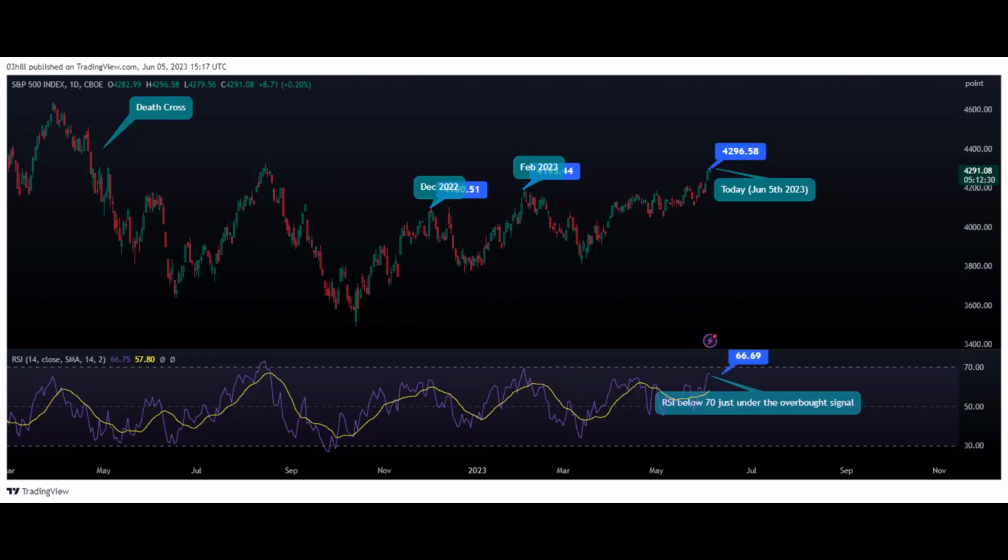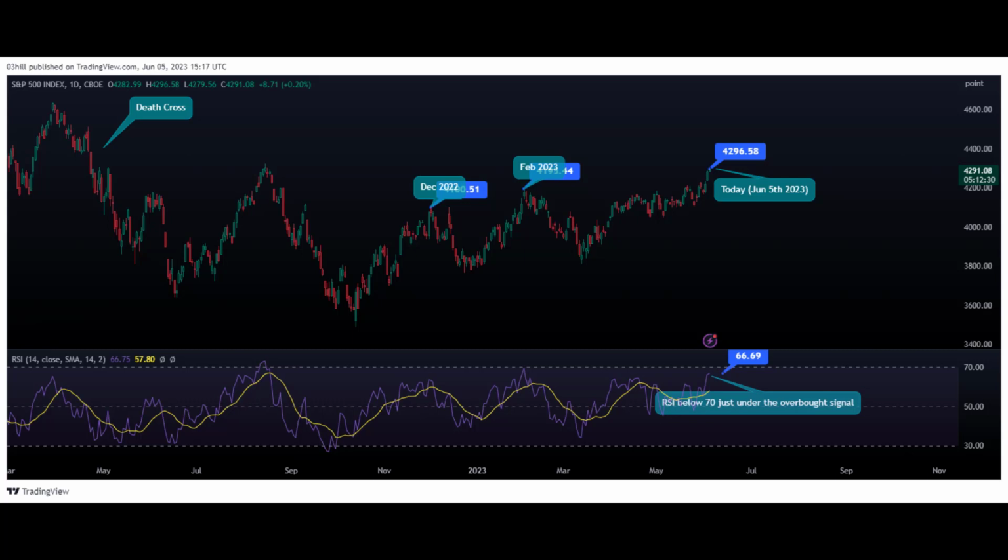The RSI is a momentum oscillator that measures the speed and change of price movements. It ranges from 0 to 100 and is typically used to identify overbought and oversold conditions in an asset. An RSI reading of 66.69 indicates that the S&P 500 index is currently in a relatively neutral state.